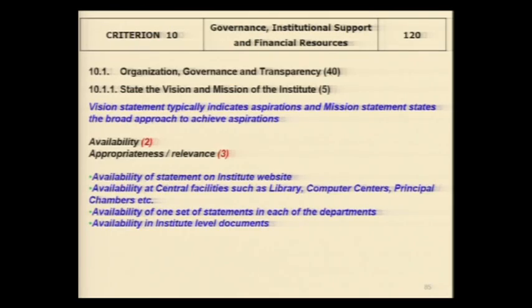Criteria 10 is governance, institutional support and financial resources. As I said, the vision and mission of the institute and the department should be in sync. When we looked at the department vision and mission, the institute vision and mission statement was assessed only from the consistency perspective. So the institute vision and mission statement was not assessed; there the department vision and mission statement was assessed. Here the institution vision and mission statement, on the lines of how it was assessed at the department level, will be assessed in terms of availability of those statements and in terms of appropriateness of those statements.